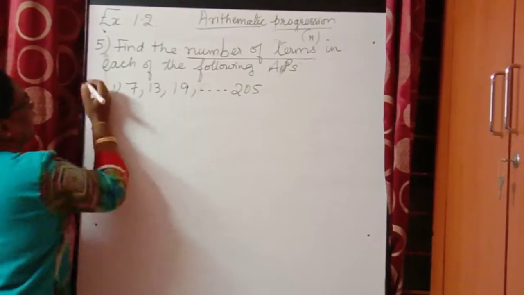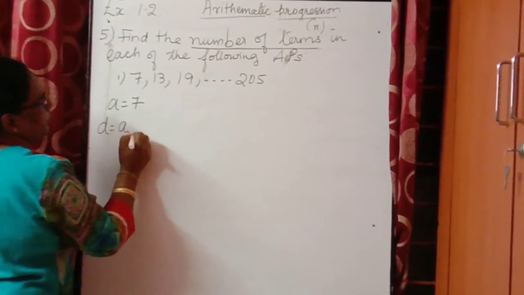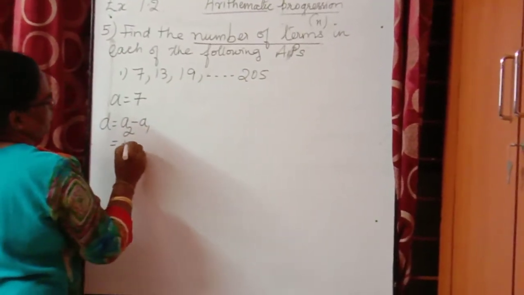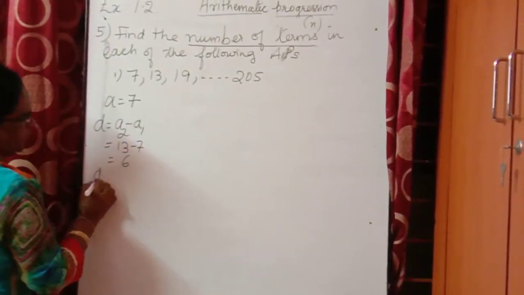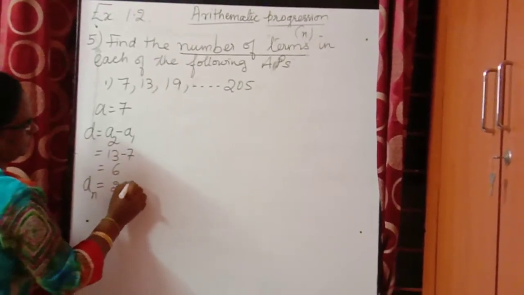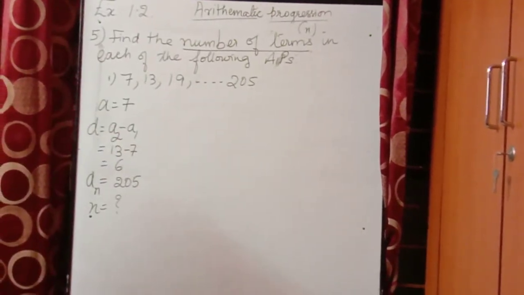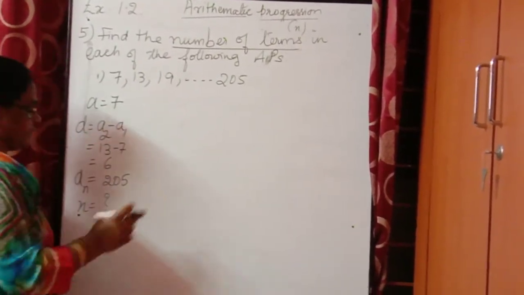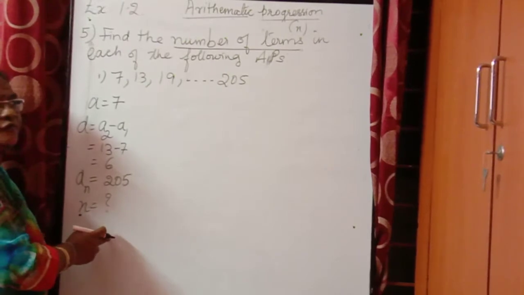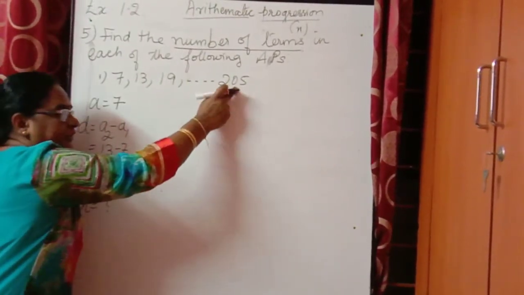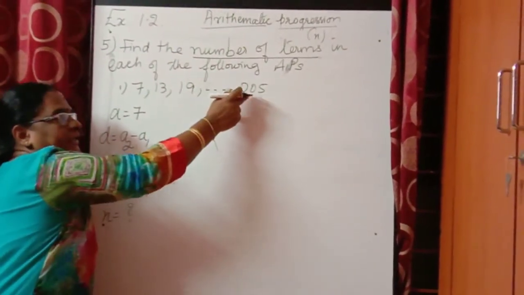Okay, so let us write the data first. A is equal to 7. D is equal to A2 minus A1, that is 13 minus 7, which is 6. AN is given, the last term, 205. So the number of terms is equal to question mark. You have to find out how many terms are there in this sequence. Suppose if you get the value of n as 10, this is the 10th term. Suppose if you get n as 20, then this will become the 20th term. So whatever value you get for n, that will be that particular term.